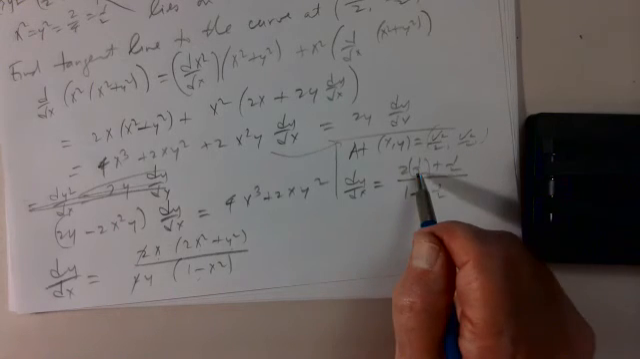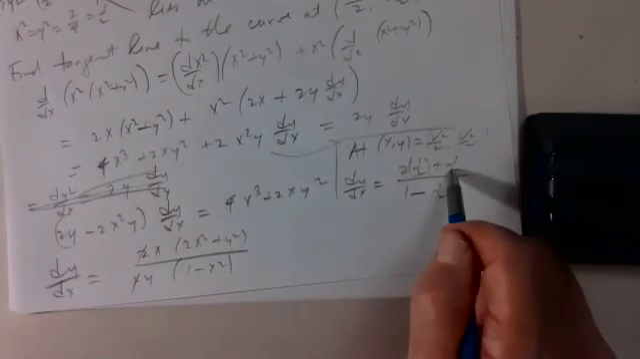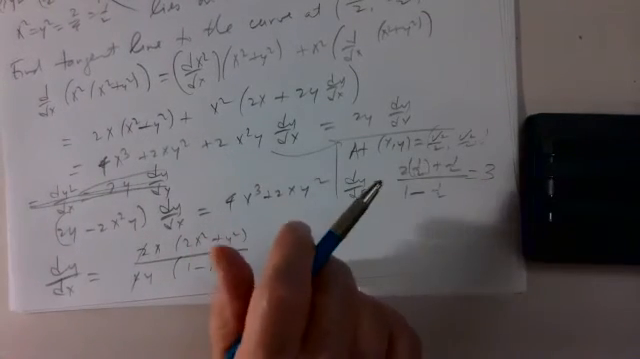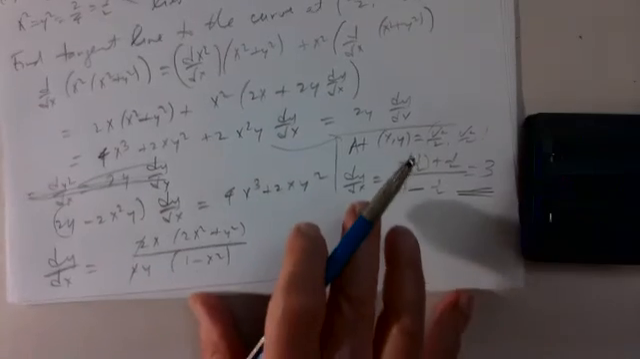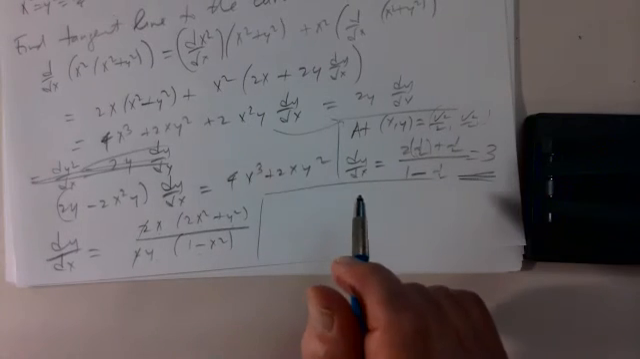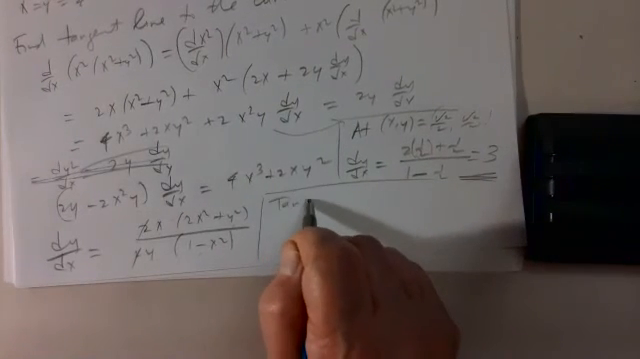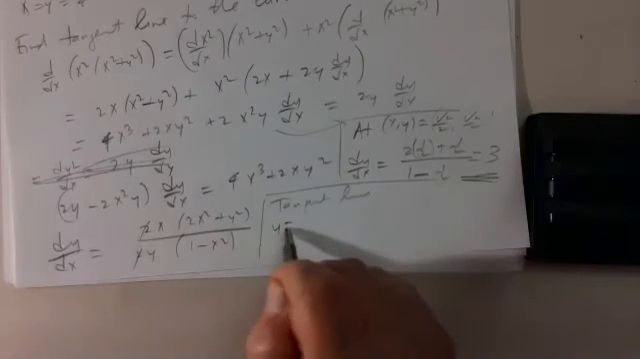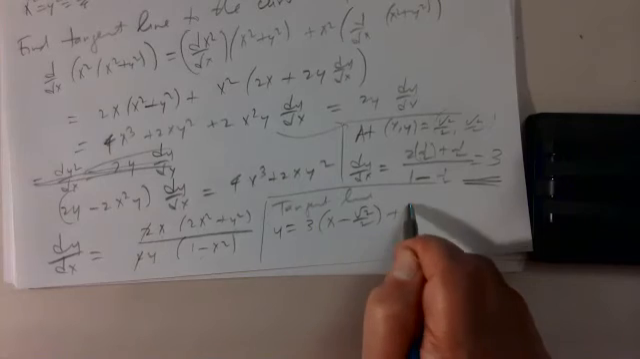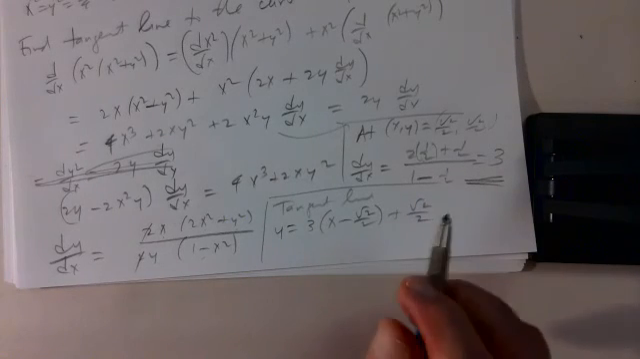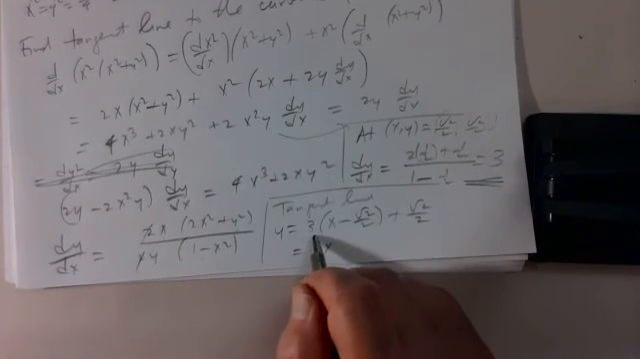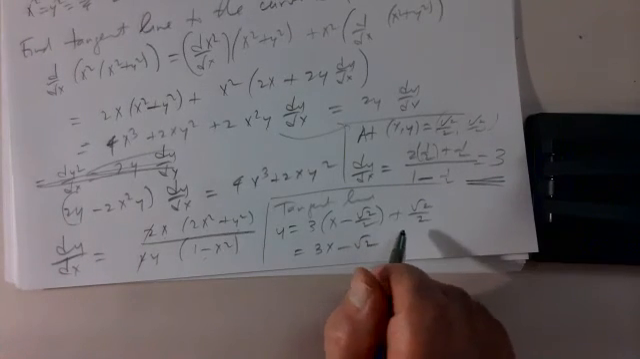So this is 1 plus a half, 3 halves over a half. You get 3. So the derivative at this point is equal to 3. So the tangent line is y equal to the slope 3 times x minus root 2 over 2 plus root 2 over 2. So this is 3x minus root 2.